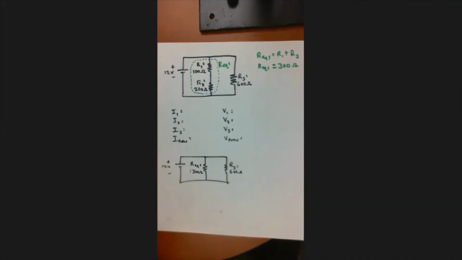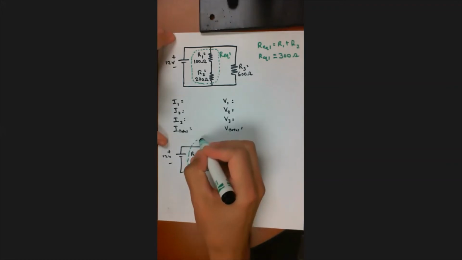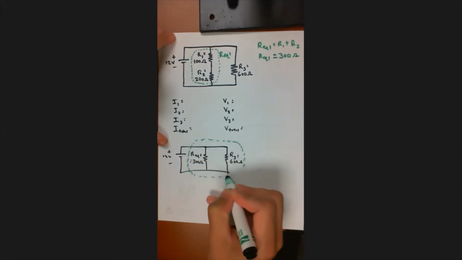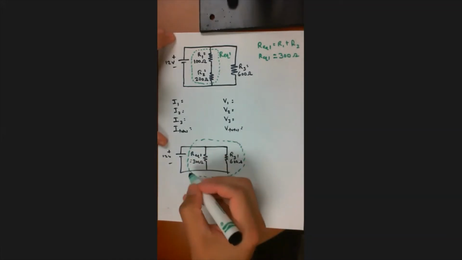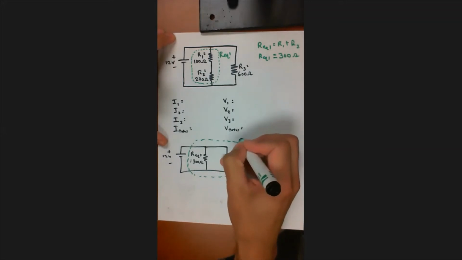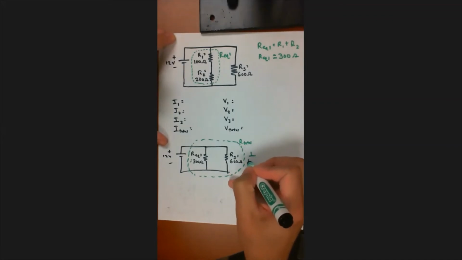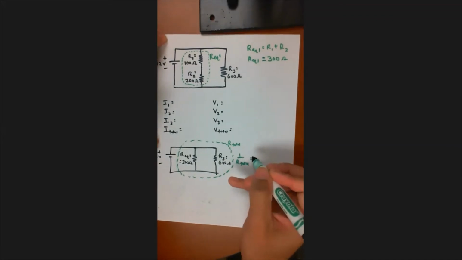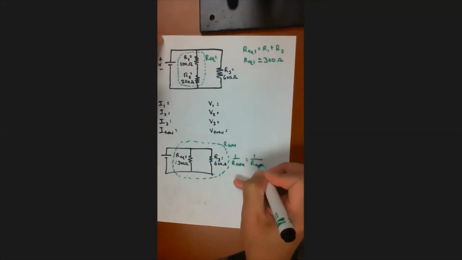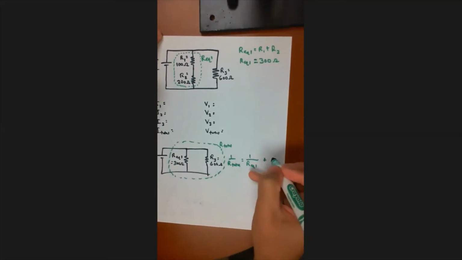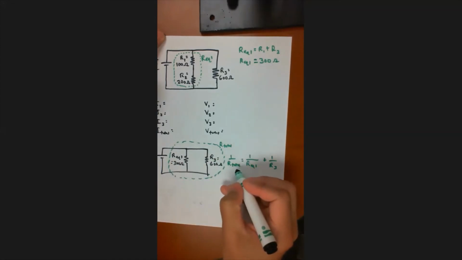And now what I can do, still got to combine these. So now I can combine these, because they're in parallel, and this will just be, I could call it R equivalent 2, but this is the last step of simplification, so this is just going to be R total. All right, so I can do that. 1 over R total equals 1 over R equivalent 1 plus 1 over R3.